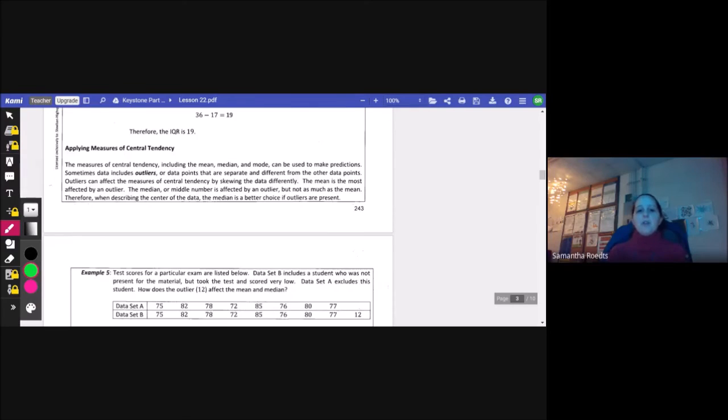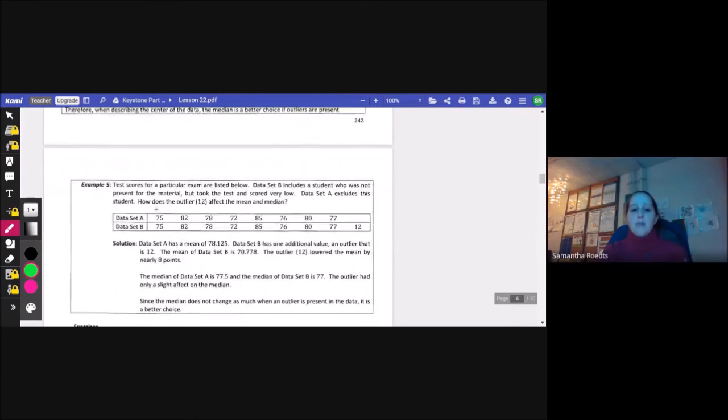Okay. So test scores for a particular exam are listed below. Data set B includes a student who was not present for the material, but took the test and scored very low. Okay, so here's data sets. And then we've got this 12. So data set A excludes this student. How does the outlier 12 affect the mean and the median?